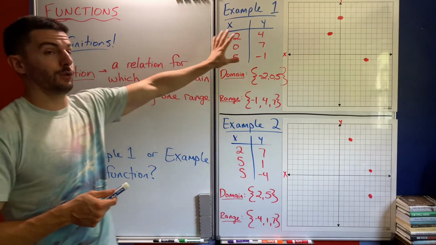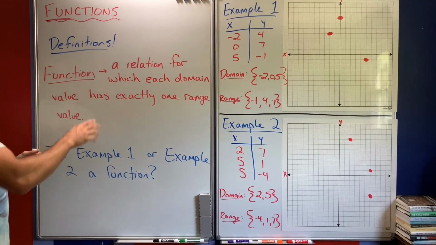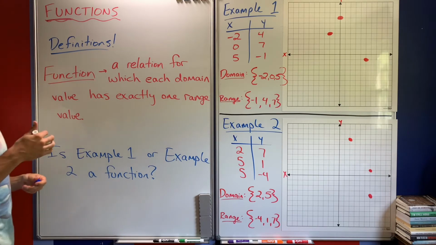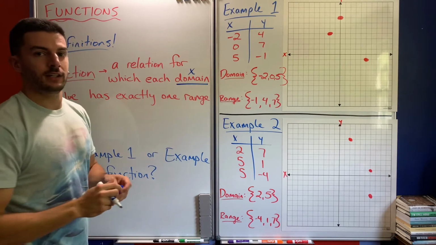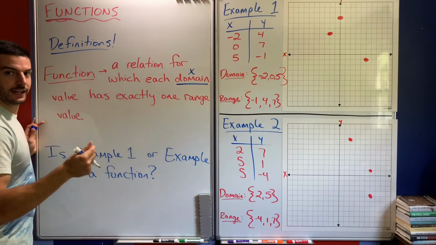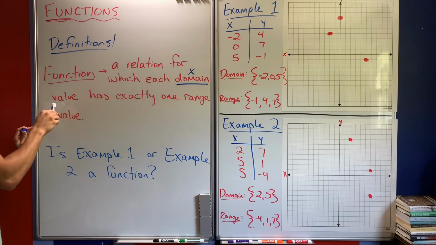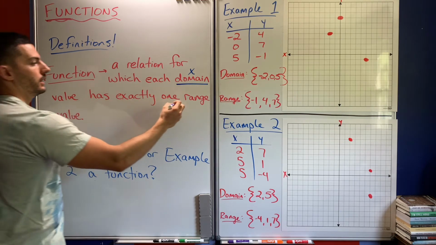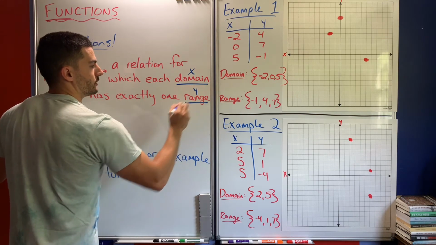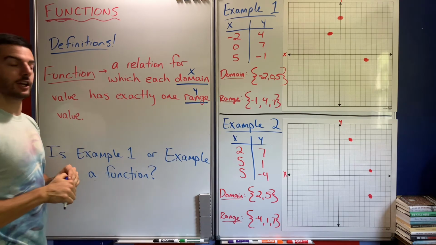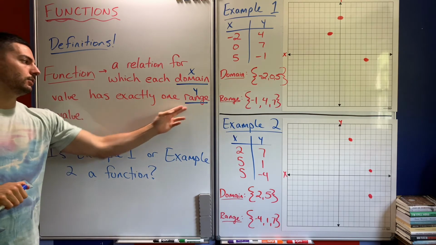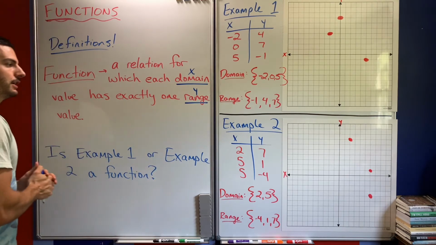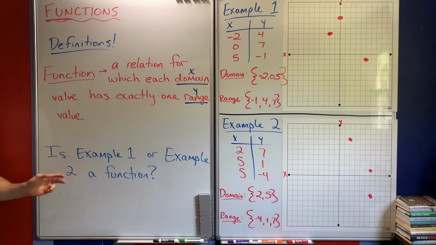I define it as a type of relation, a type of one of these sets of ordered pairs for which each domain value, and every time I see the word domain, I just immediately think x. So even if it says domain, you just think x values. Each domain or x value has exactly one range value. And again, every time I see range, I think y values. So let's think about what that means. And you see I have this question down here that says, is example 1 or example 2 a function?